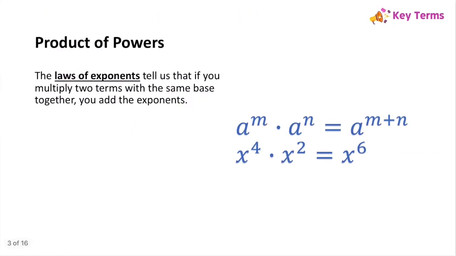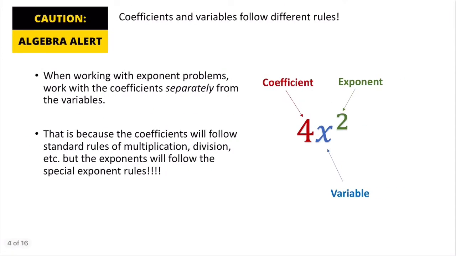So remember, we also have this product of powers that we talked about in the exponents review video. If we multiply together two terms with the same base, we're going to go ahead and add the exponents. So remember, when we're working on these kind of problems, the coefficients and variables will follow different rules. So you want to think about the coefficients separately from the variables, because the coefficients will follow the standard rules of multiplication, division, whatever you're doing in the problem, but the exponents will follow the special exponent rules.